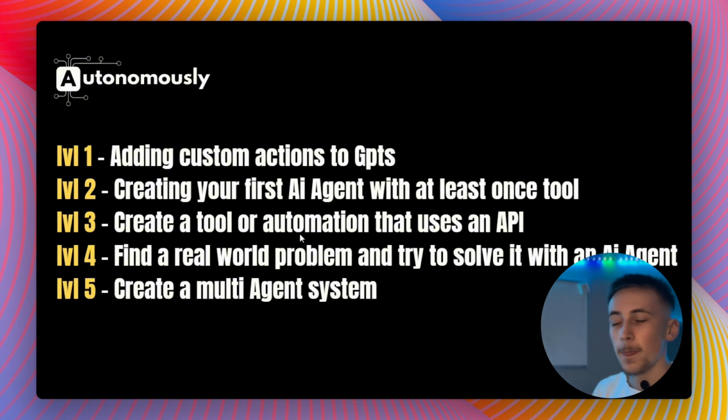So the first level, like I said previously, adding custom actions to GPTs, is where I would recommend everyone starts off, because it teaches you a lot of the basics and is relatively simple to do. The second level is going to be creating your first AI agent with at least one tool. Third is going to be creating a tool or automation that uses an API.